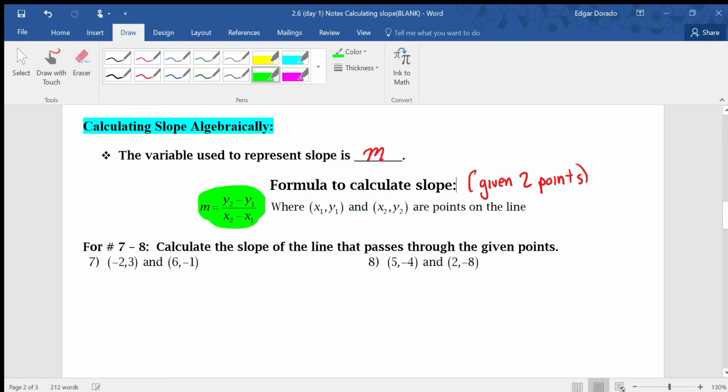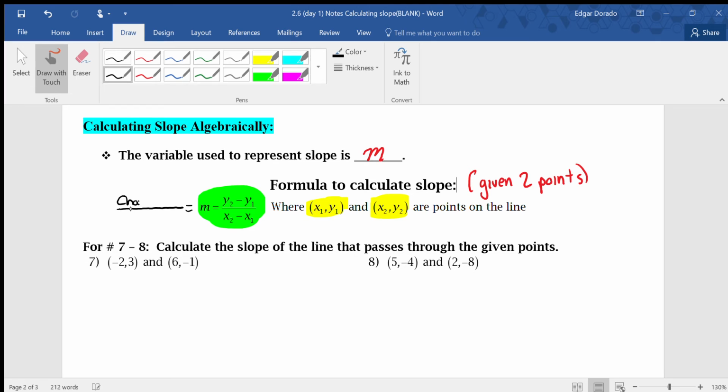So it's y2 minus y1 over x2 minus x1. Given 2 sets of points, an x1, y1, and an x2, y2, we just take those values, literally substitute them into this equation, and calculate our slope. Now notice at the very top right here that it has y2 over y1. Remember what I said earlier in my definition of slope.